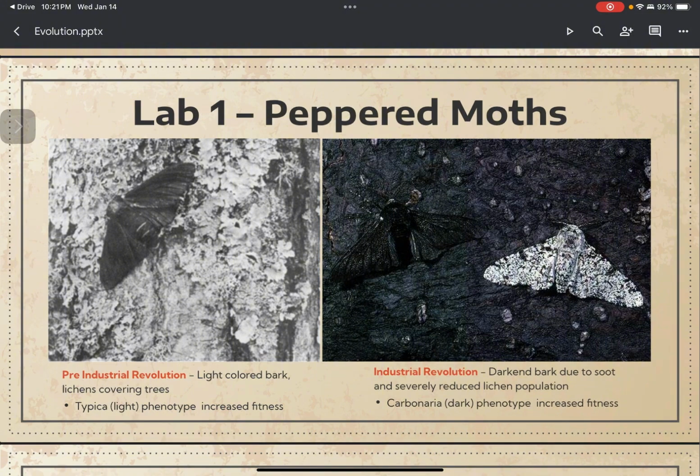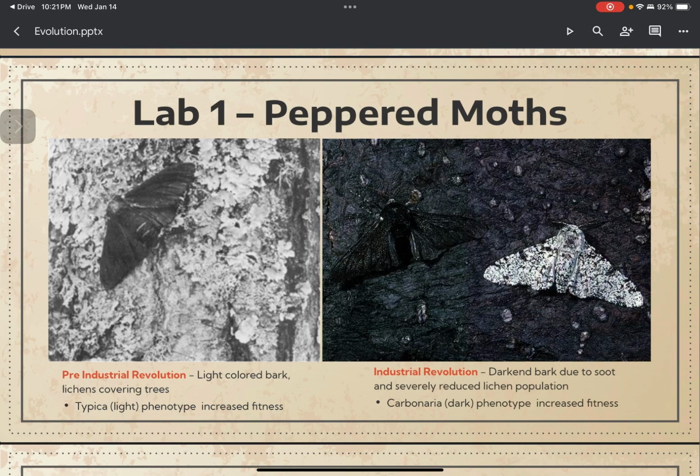Before our industrial revolution, we had light colored bark on trees because lichens covered the trees. And with the peppered moths, we had the typica phenotype, which increased fitness. The typica phenotype was light colored peppered moths. Peppered moths were a combination of light and dark, but because the trees were white, it favored the lighter colored moths, because the black ones stood out and therefore were more easily spotted by predators.